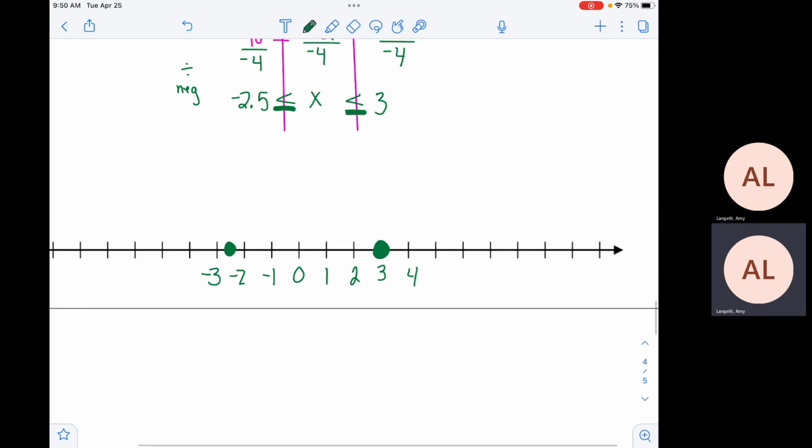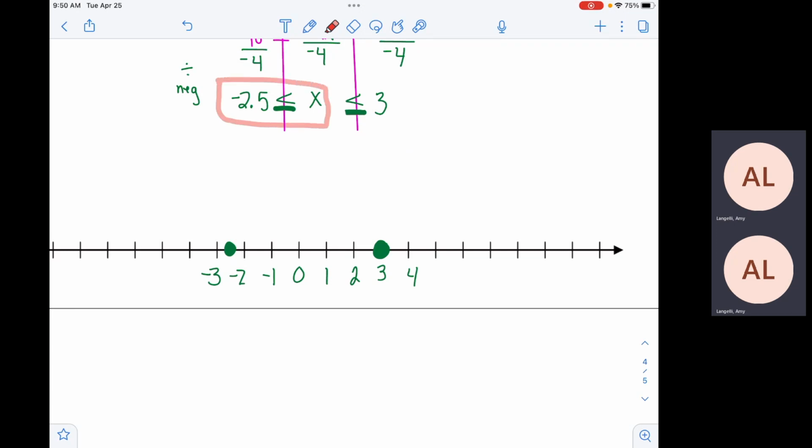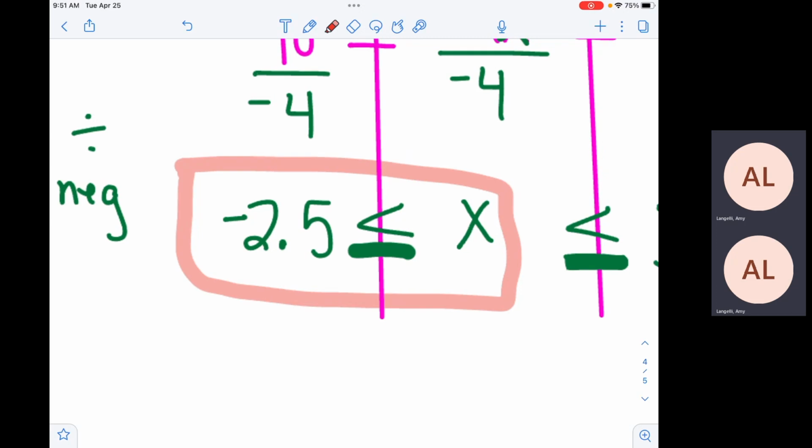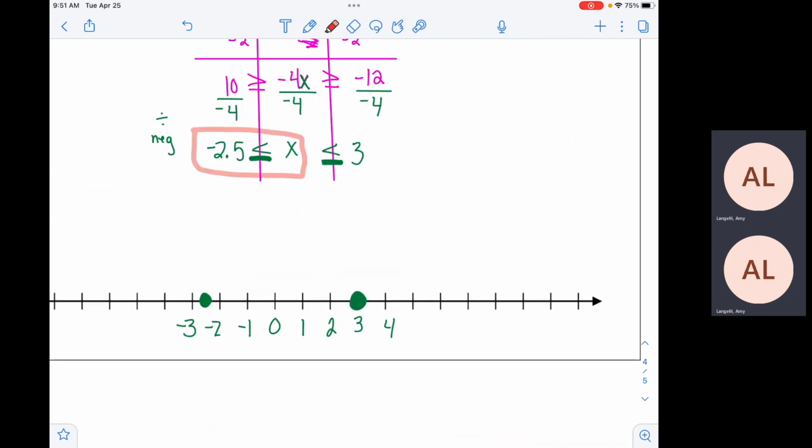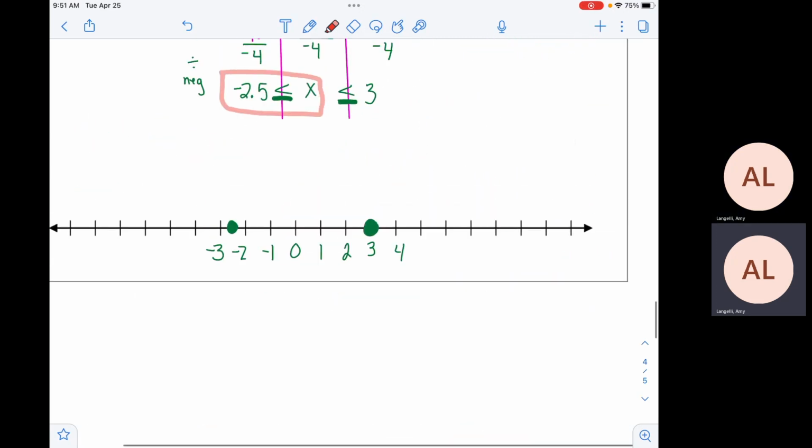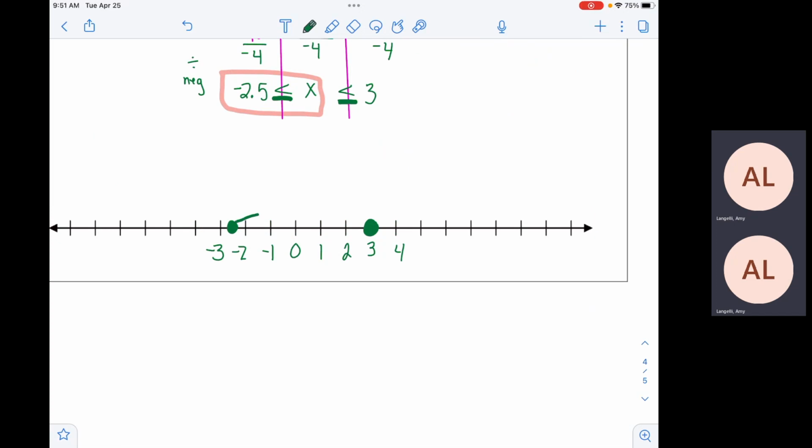Now, my expectation is that at least one of you could actually read that backwards. Can you, almost like in a dyslexic way, from the right to the left? Can anybody read that backwards? Just the red highlight. I'm sorry, I didn't mean to confuse you. Just the red thing. When you read that backwards, it's actually saying x is greater than or equal to negative 2.5. So it goes this way.